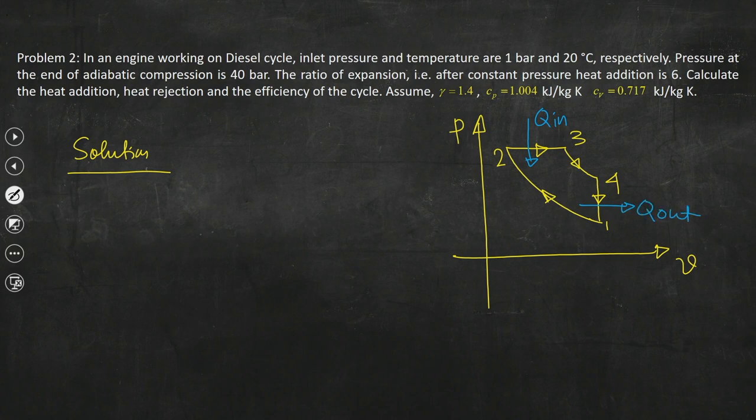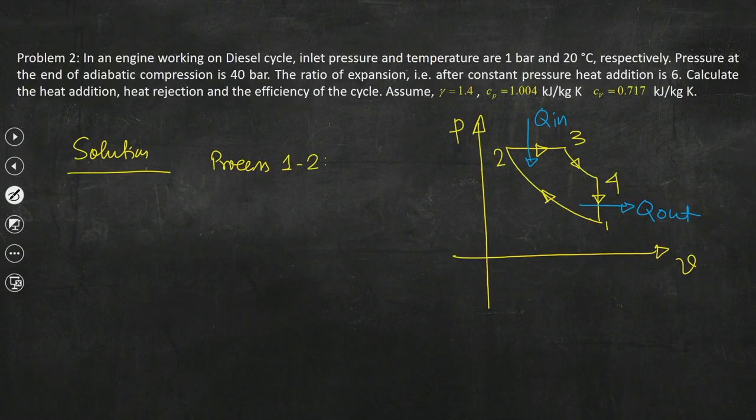Okay. So, if we consider several processes now, process 1 to 2 is isentropic compression process. So, we know that P 1 equal to 1 bar, T 1 equal to 20 degree Celsius temperature. So, that is equal to 298 Kelvin.